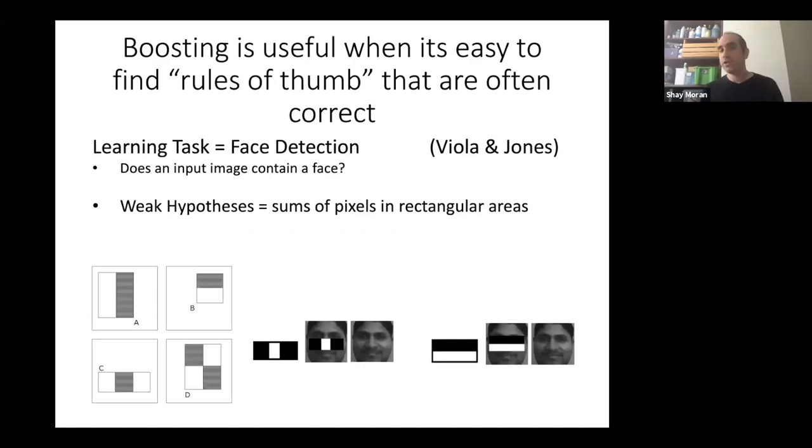Here the goal is to detect faces in an input image. One algorithm that does it is the Viola-Jones algorithm, which uses boosting. And the weak hypotheses here are these kinds of rectangular areas. So you sum pixels in rectangular areas of the image. Okay, so these are just two examples that demonstrate when, in practice, this boosting approach is useful.